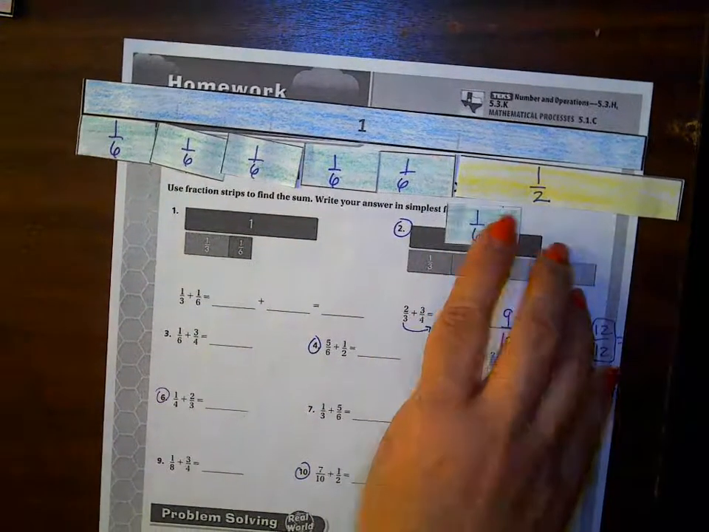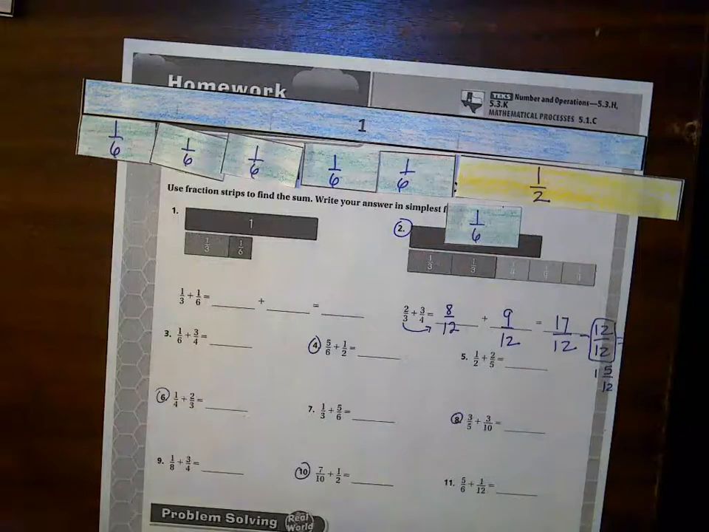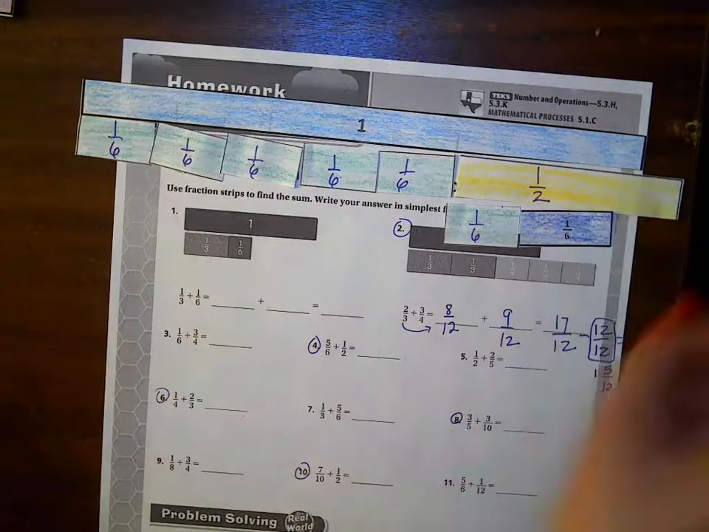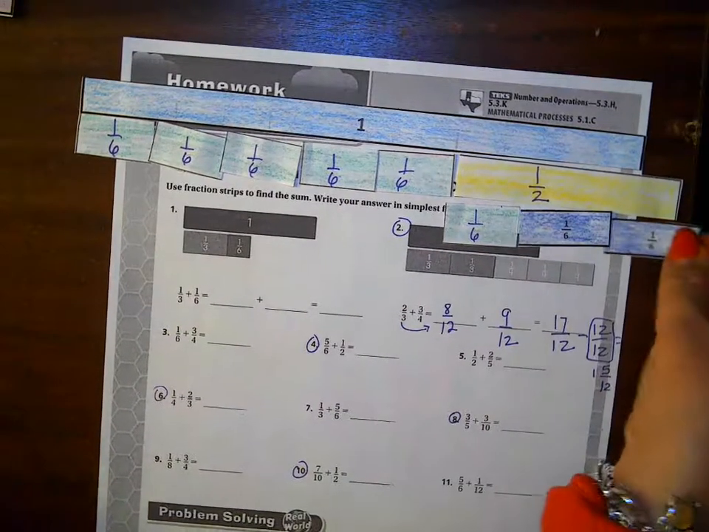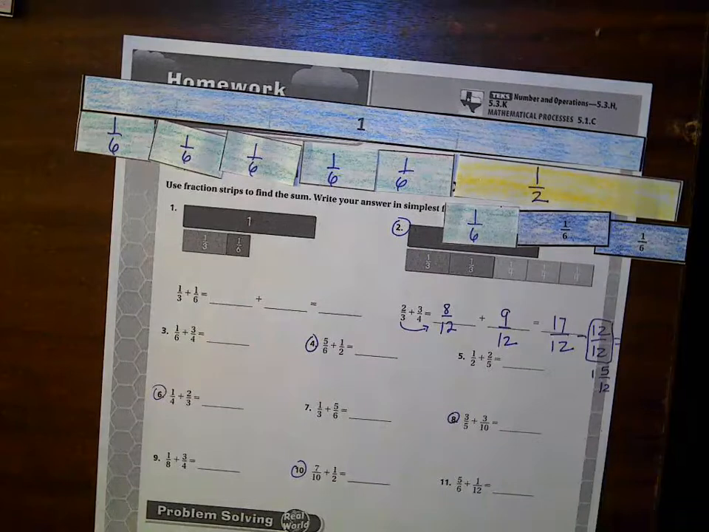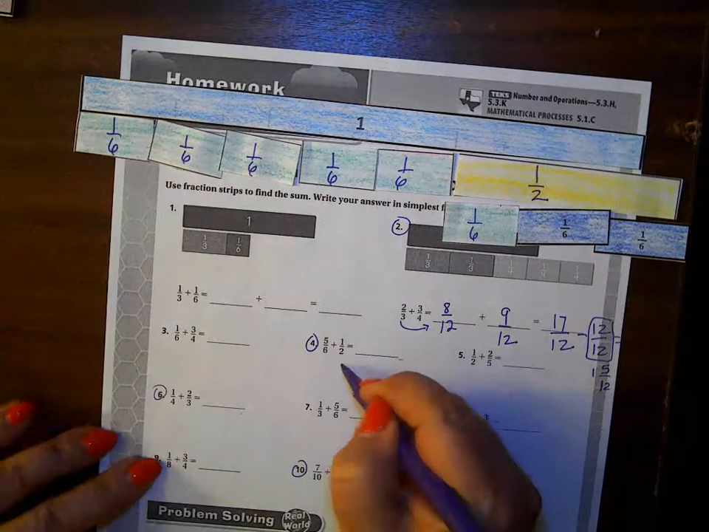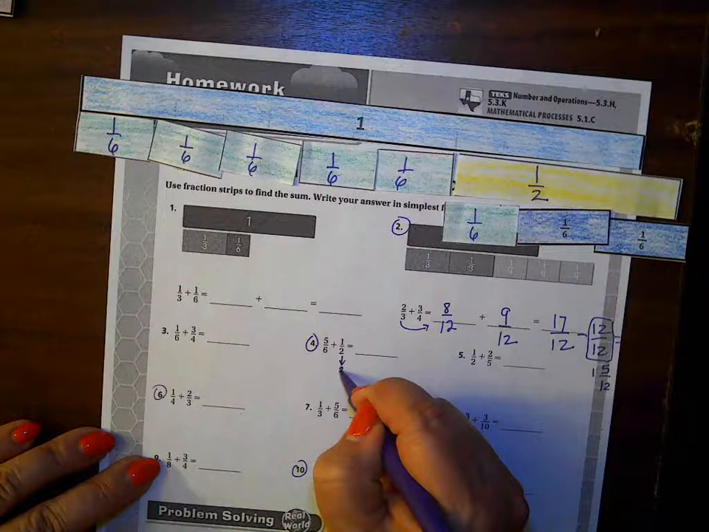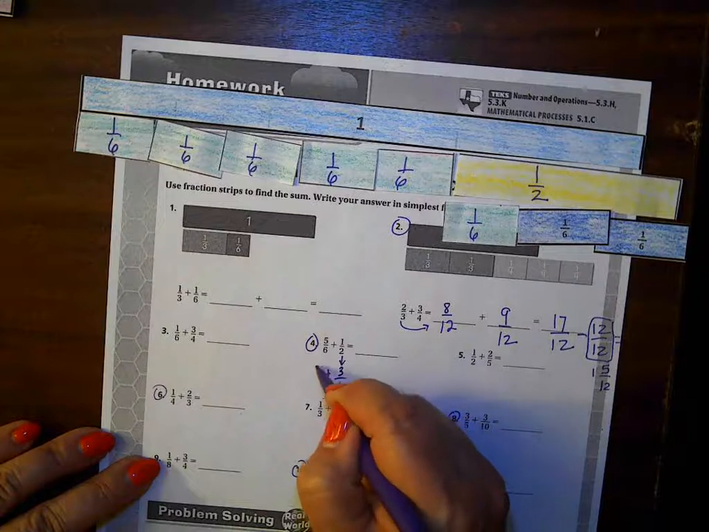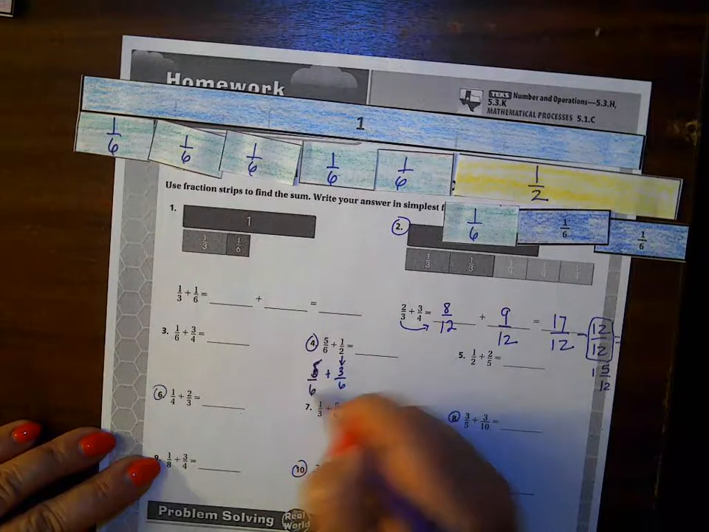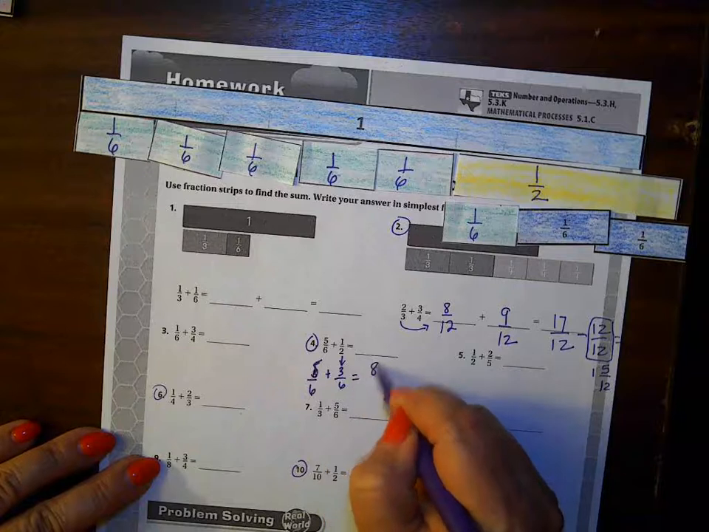2/6 and 3/6. Okay, so there we go. 3/6 is equal to 1/2. So I'm going to place this one here. It's 3/6 plus 5/6. Oh, that's supposed to be a 5. That equals 8/6.